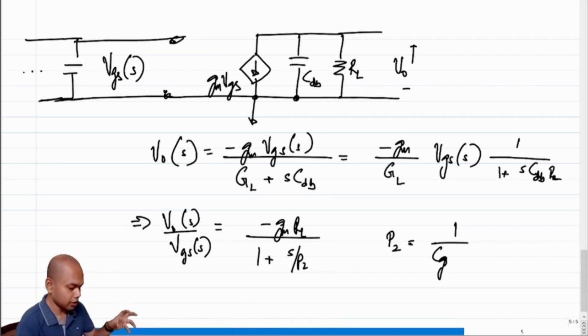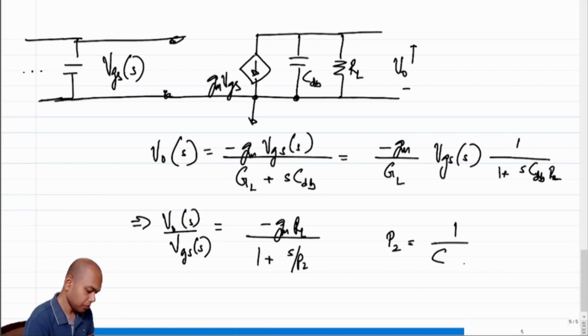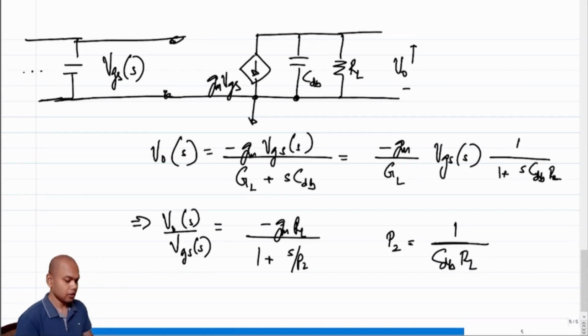where P2 is equal to 1 over the time constant associated with that node. The time constant is essentially CdB times RL, right?